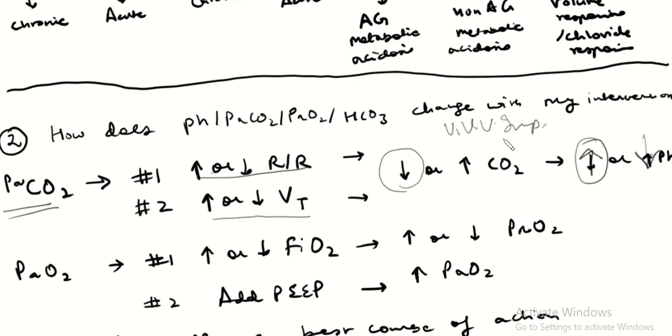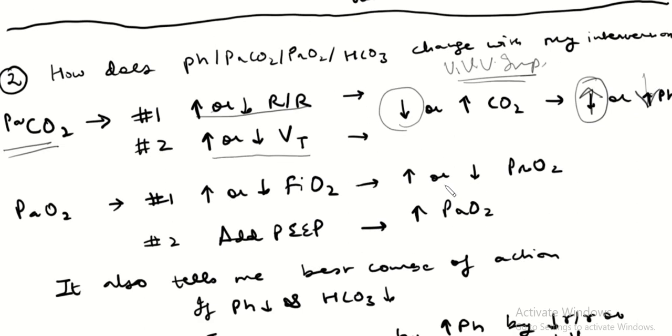This is how most of the questions come on high-stakes testing, on boards and with HESI and ATIs and a bunch of others. For PaO2, go up on FiO2 and PEEP and you're going to raise the PaO2.